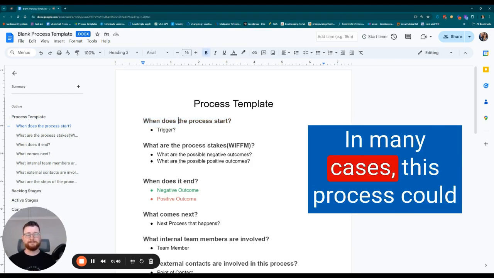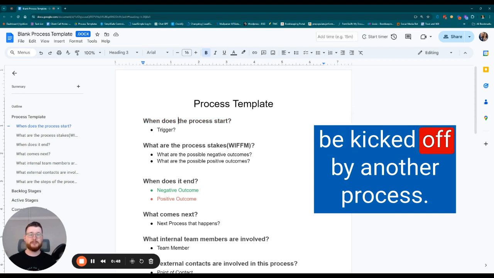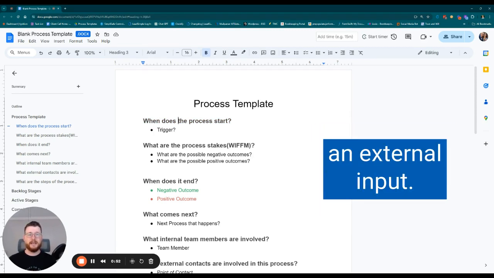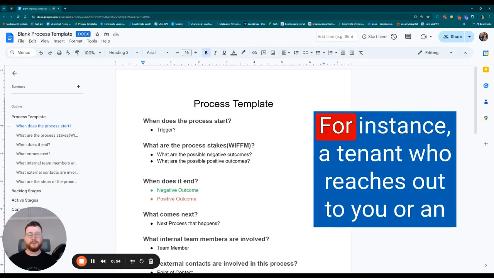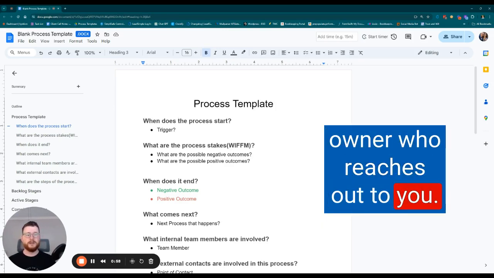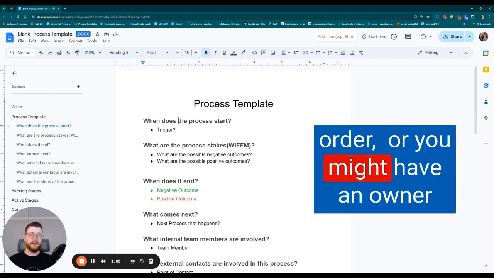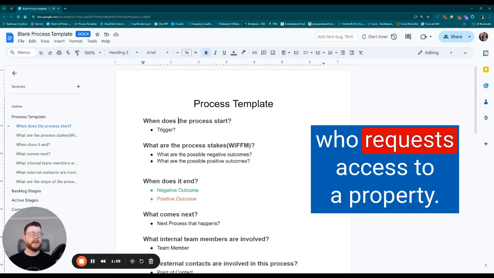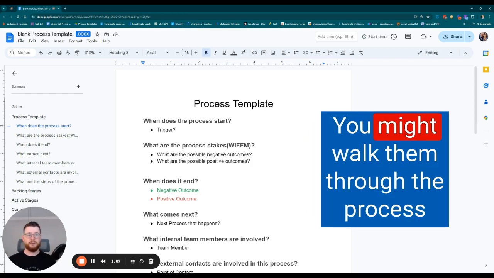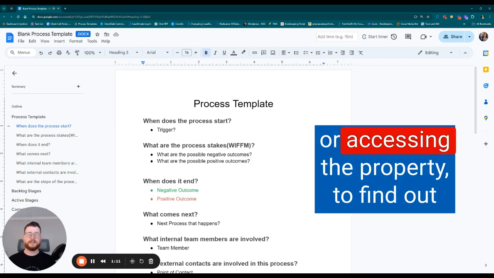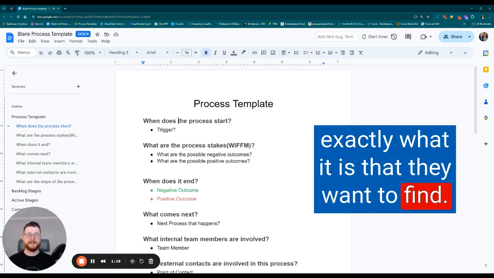In many cases, this process could be kicked off by another process. Sometimes a process is kicked off by an external input. For instance, a tenant who reaches out to you or an owner who reaches out to you. Some examples of this might be a work order, or you might have an owner who requests access to a property. You might walk them through the process of doing a property inspection themselves or accessing the property to find out exactly what it is that they want to find.